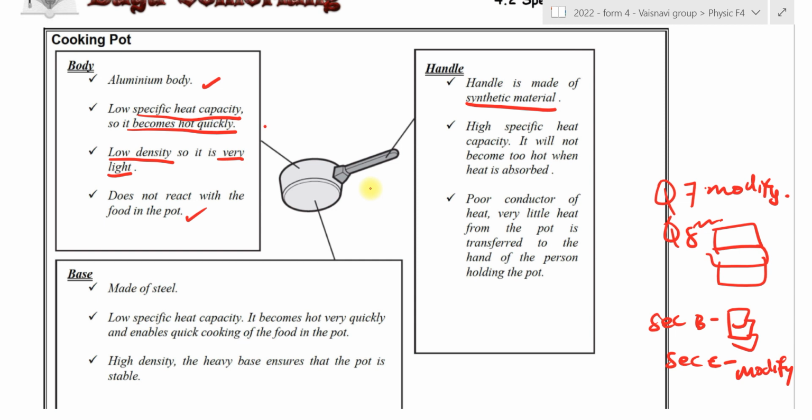Dia tak boleh absorb banyak heat. So, kita save lah untuk pegang dia. Base dia pula dekat sini, made of steel. Low specific heat capacity, so for the same reason, it becomes hot very quickly and enables the quick cooking of the food in the pot.